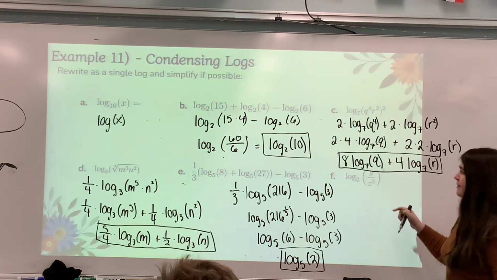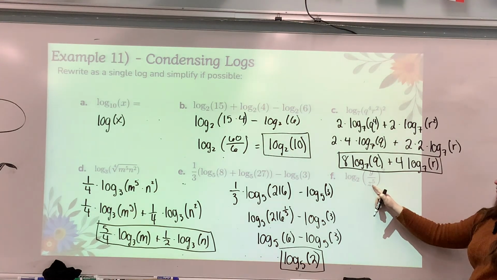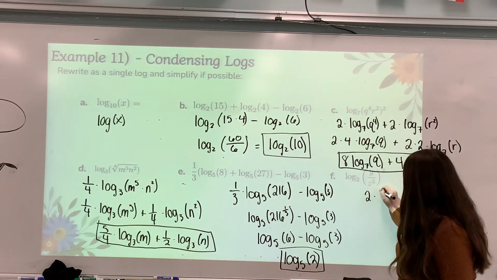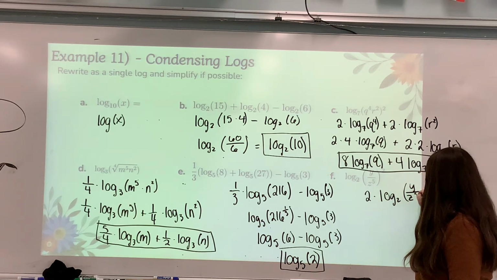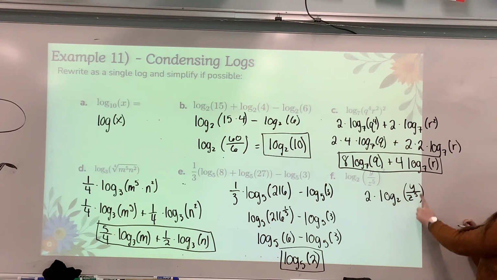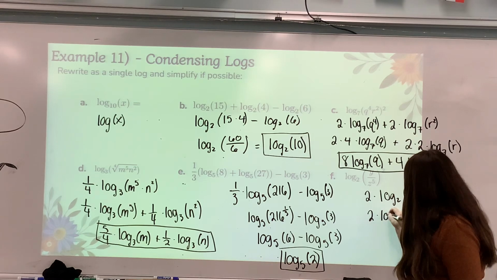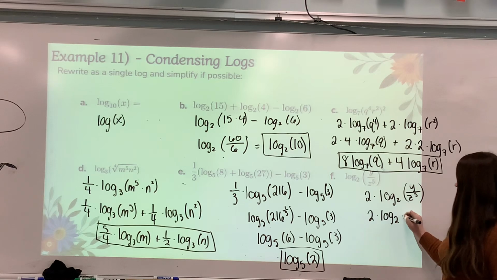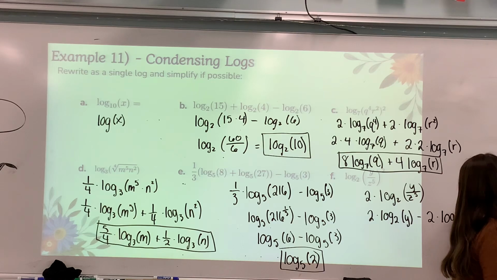So if we're looking at F, we have log base 2 of y over z to the power of 5, all raised to the power of 2. So we're going to take that exponent and set it out front. So we have 2 times log base 2 of y over z to the 5th. Can we simplify this down? Yes. Because it's division, we're going to separate it using subtraction. So I have 2 times log base 2 of y minus 2 times log base 2 of z to the power of 5.